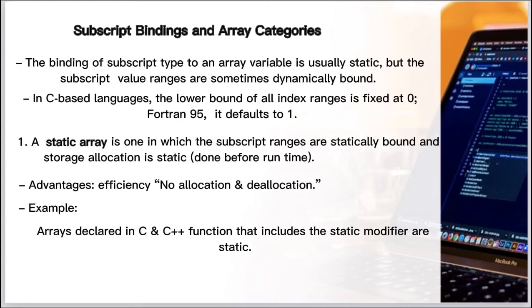1. A static array is one in which the subscript ranges are statically bound and storage allocation is static, done before runtime. Advantages: efficiency, no allocation and deallocation. Example: arrays declared in C and C++ functions that include the static modifier are static.